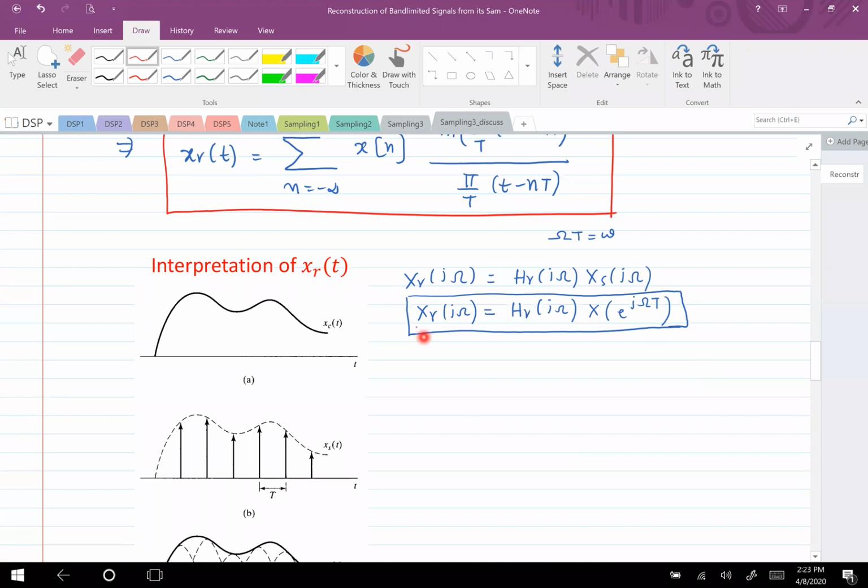Okay, and then of course something I forgot earlier, and later in the second part B I was mentioning, is expressing the Fourier transform of the reconstructed signal with respect to the DTFT of the discrete time signal. So that H_r(jΩ) multiplied with X(e^{jΩT}).